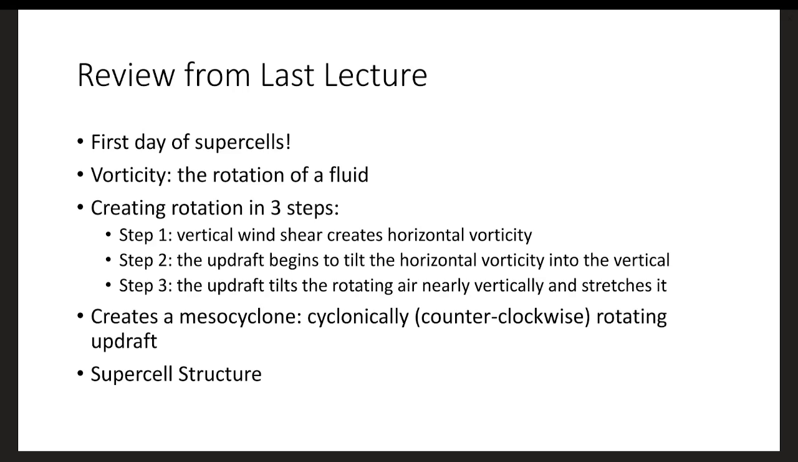So the updraft takes these tubes and tilts them on their side, and then the updraft tilts the rotating air nearly vertically, and it stretches it, which makes it rotate faster. So the second step is just the beginning of the tilting, and in the third step, it becomes almost perfectly upright, and it stretches it even more to make it faster. This rotation is called a mesocyclone. So you have cyclonic or counterclockwise rotation within an updraft.